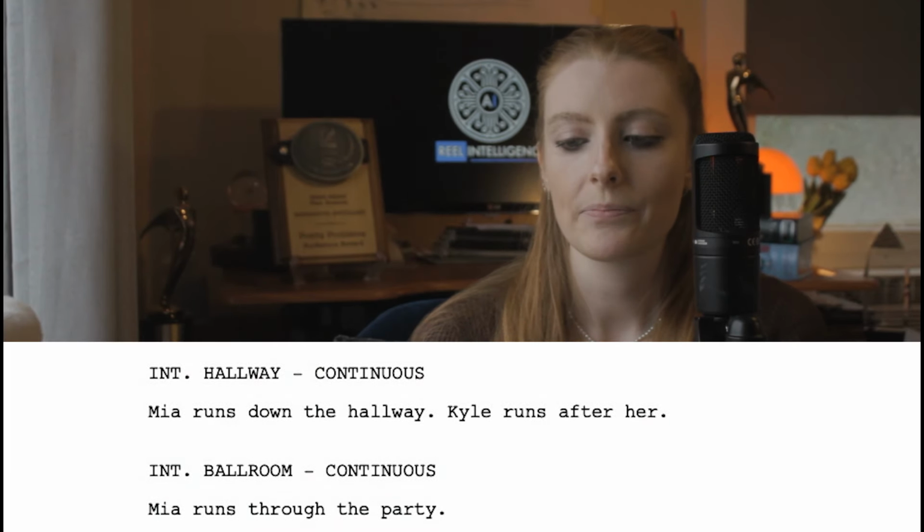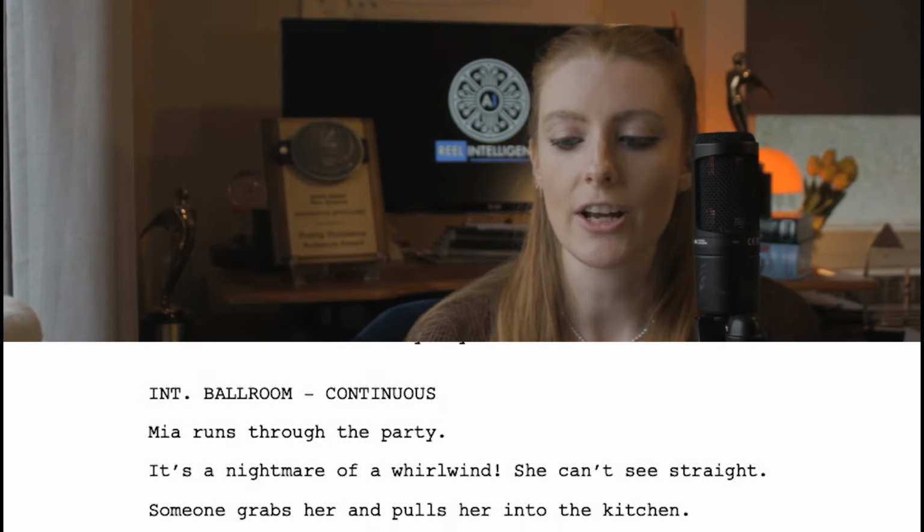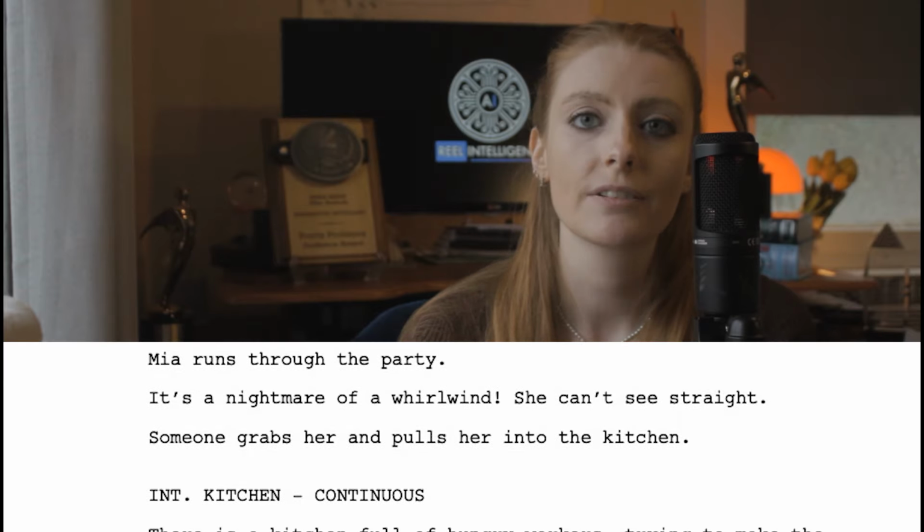Mia runs through the party. It's a nightmare of a whirlwind. She can't see straight. Someone grabs her and pulls her into the kitchen.